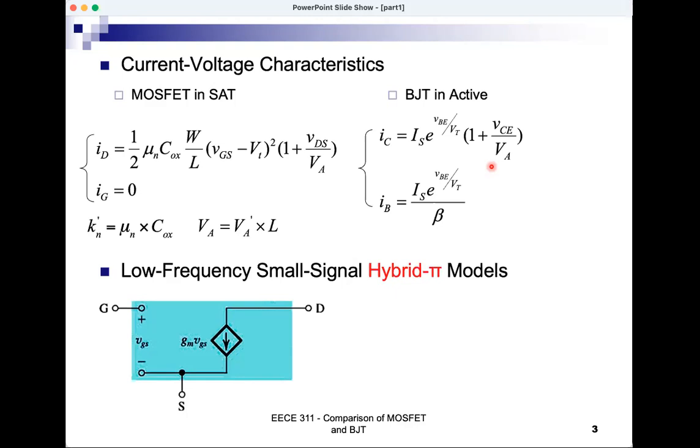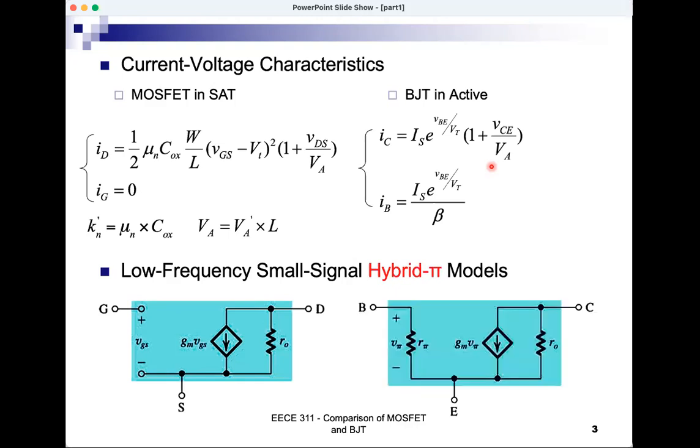And if there is no VA or lambda, we also used lambda, which is just 1 over VA. If there's no VA or lambda, then that's it. This would be it. And if there is, then the model is augmented by a resistor, small ro, between drain and source. So that goes in parallel with this gm vgs in the case of this so-called hybrid pi model.